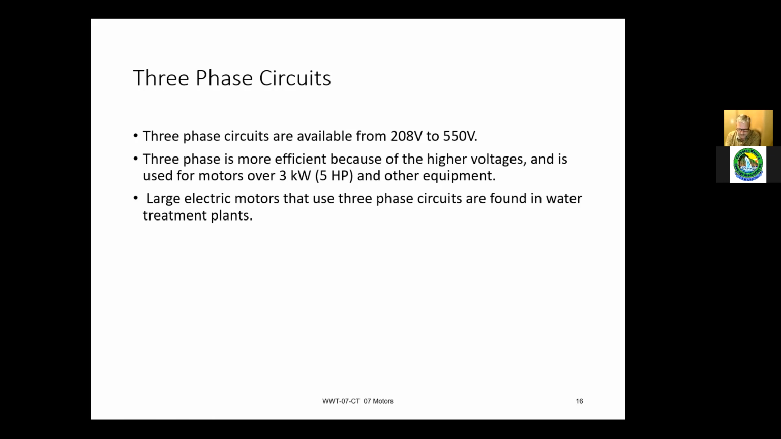Three-phase circuits, let's talk about those next. You use them for large voltage items, you know, motors, larger motors, anything over 5 horsepower typically uses a three-phase. Three-phase motors are usually less expensive. They operate well.